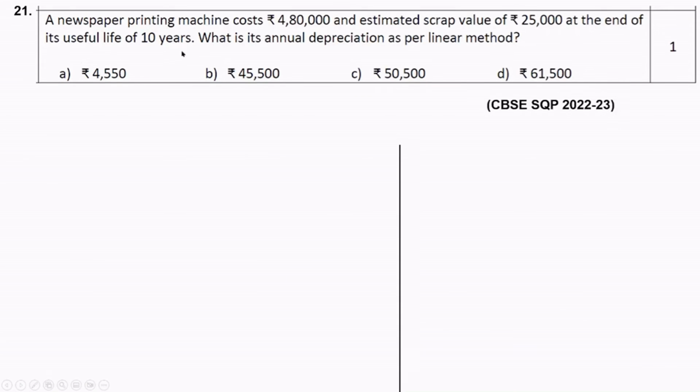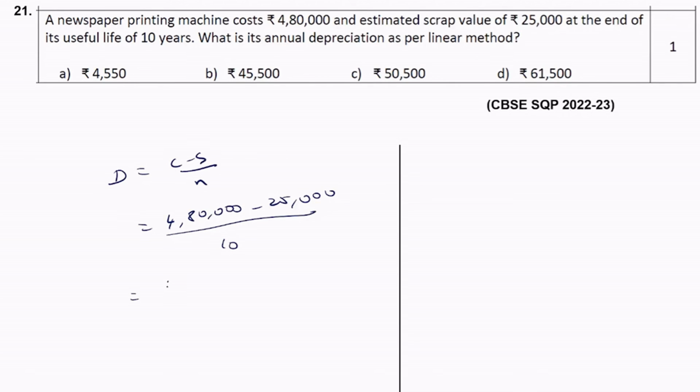Next question, a newspaper printing machine costs rupees 4,80,000 and estimated scrap value of rupees 25,000 at the end of its useful life of 10 years. What is the annual depreciation as per the linear method? So here the cost is given, scrap value is given and useful life is given. The depreciation is calculated as C minus S upon N. So it is 4,80,000 minus 25,000 divided by 10. So it is 4,55,000 divided by 10, or it is 45,500. So the correct option is option B.